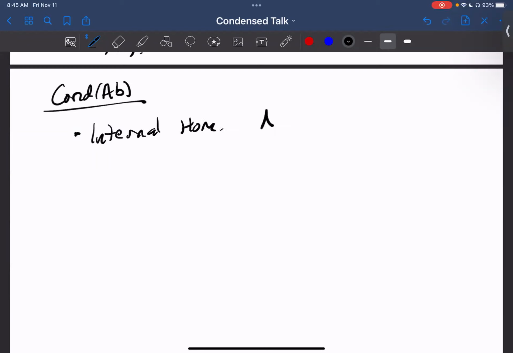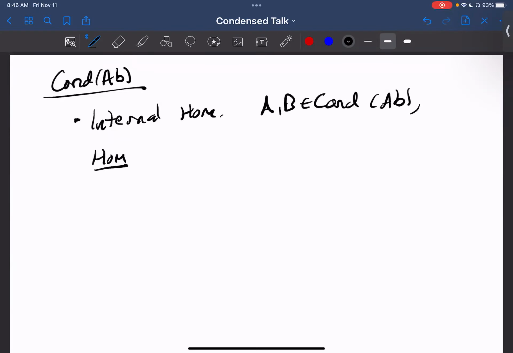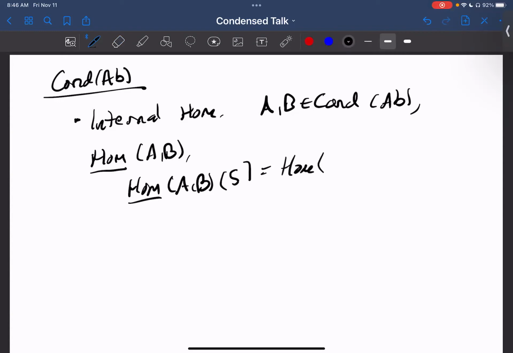So given condensed abelian groups A and B, we can form the object Hom underline of A, B. I'm not going to do the underline, I'm just going to call it Hom because I don't want to draw that constantly. Actually, I should do the underline, sorry. All right, so we're going to form Hom(A, B), where Hom(A, B) evaluated at some, say, extremely disconnected S is just going to be Hom of A times Z of S to B.